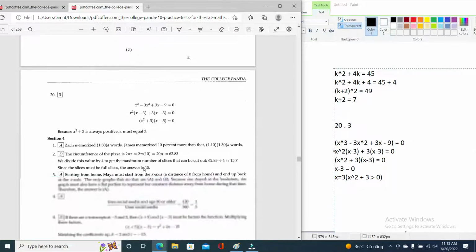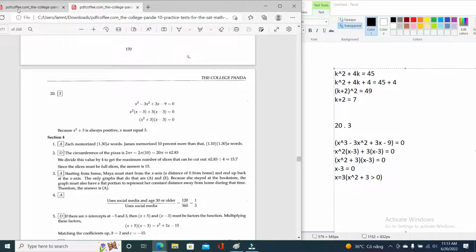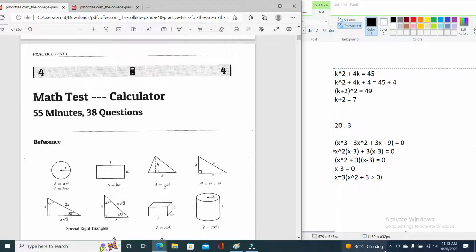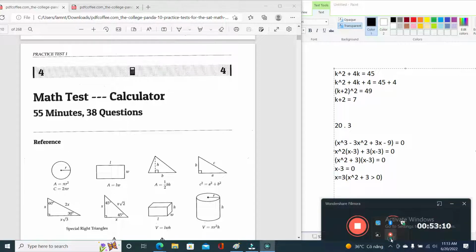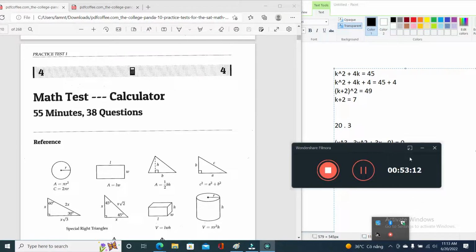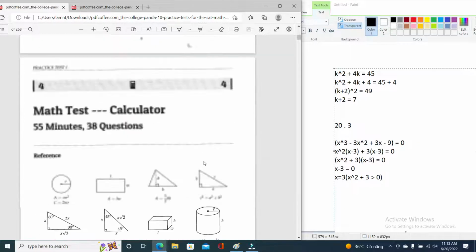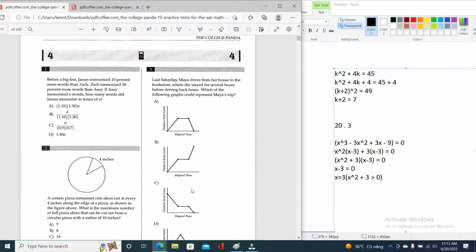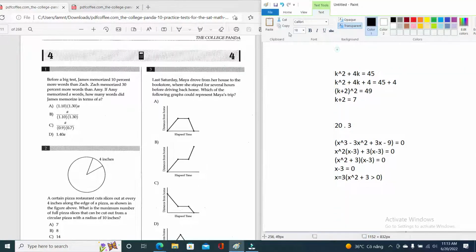Alright, so let's move on to section 4. Let's see what section 4 is about. In section 4, we have 55 minutes for 38 questions. So this is going to be much longer than section 3. So please pay attention and have a good time strategy for your test. Okay? Alright, let's do section 4.